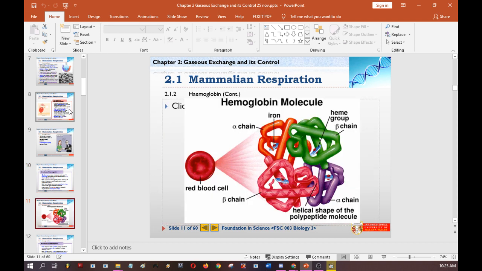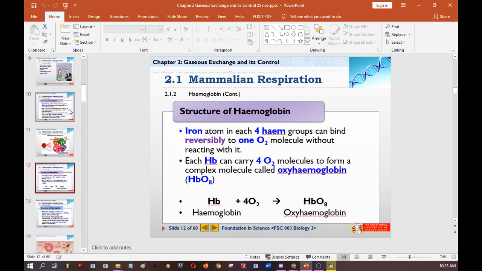Here's the molecule. You have one, two, three, four, two alpha and two beta chains. Each one of these chains has its own heme group, and in the middle of the heme group you have one metal ion, which is iron. So hemoglobin has four heme groups.